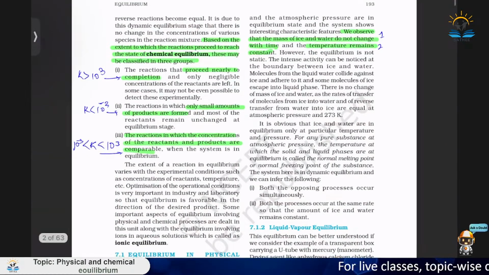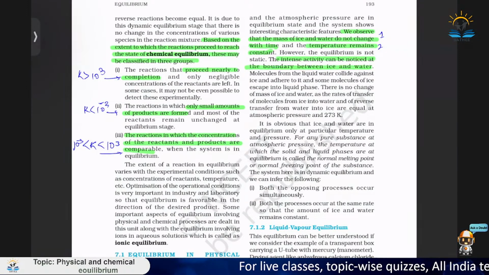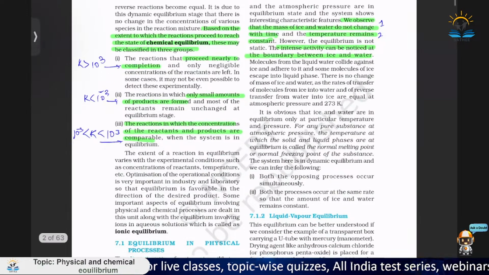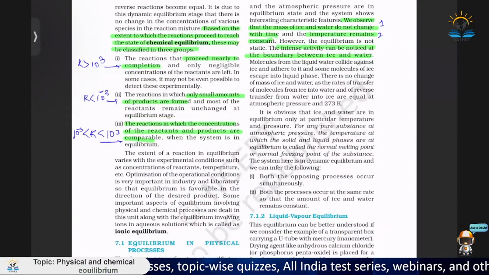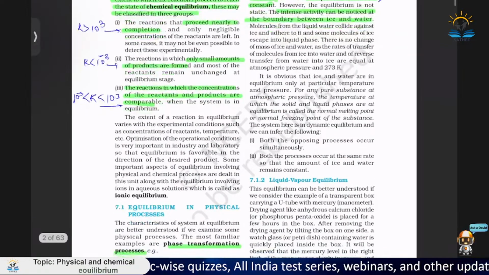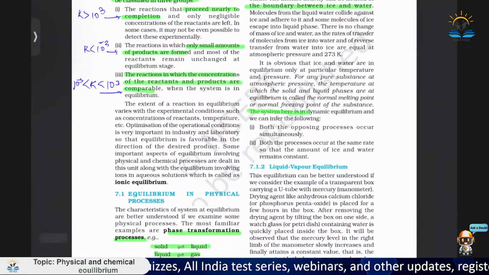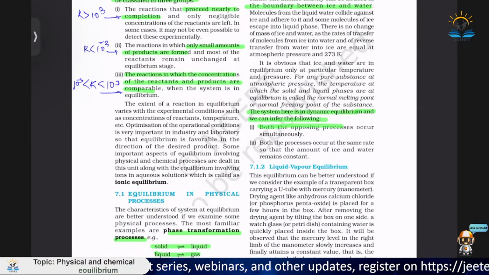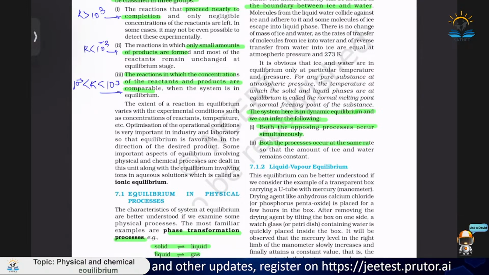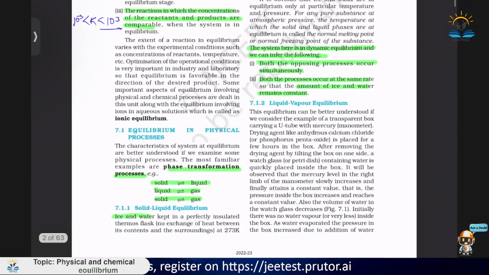But you should not assume that the reaction has stopped, because intense activity can be noticed at the boundary between ice and water. Molecules of liquid water collide against ice, adhere to it, and some molecules of ice escape into the liquid phase. Right? Their rates of transfer are equal. So the system is in dynamic equilibrium here, and we can infer that both opposing processes occur simultaneously, at the same rate, so that the amount of ice and water remains constant. So we have briefly covered the first, physical equilibrium.